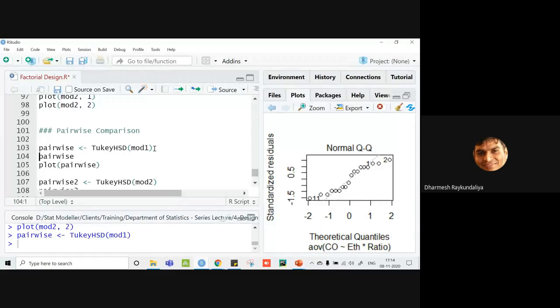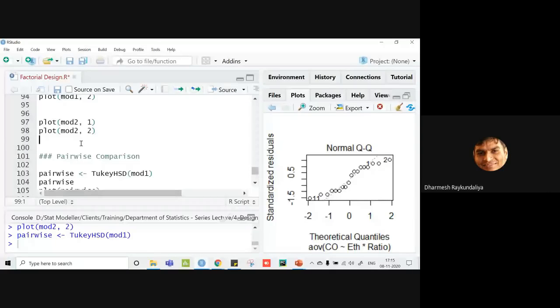Sorry to interrupt. Can you show that Shapiro-Wilk normality test? Because the plots are not showing whether the normality is there or not. Okay. Thank you, thank you.